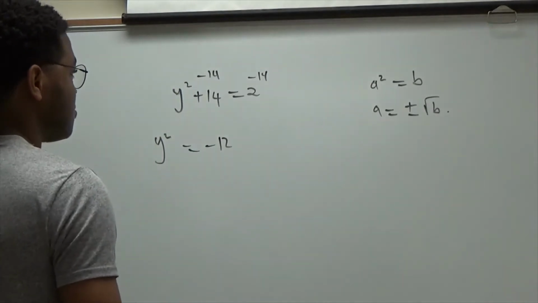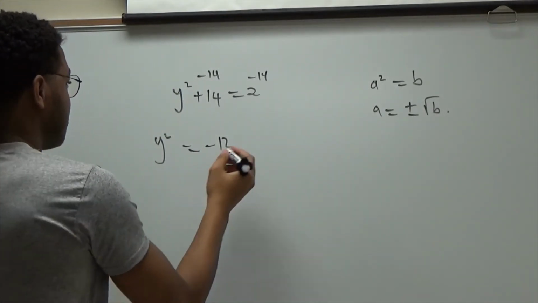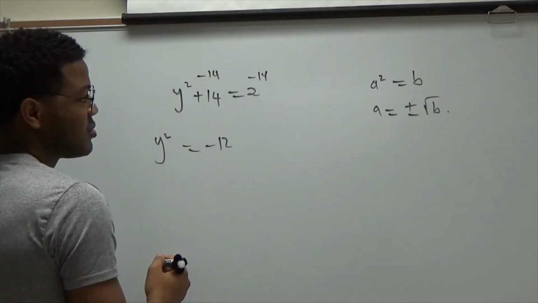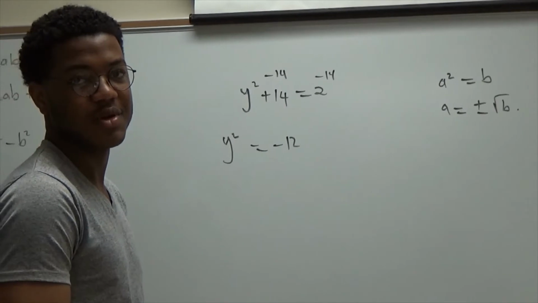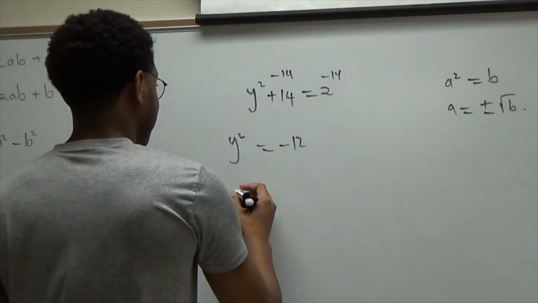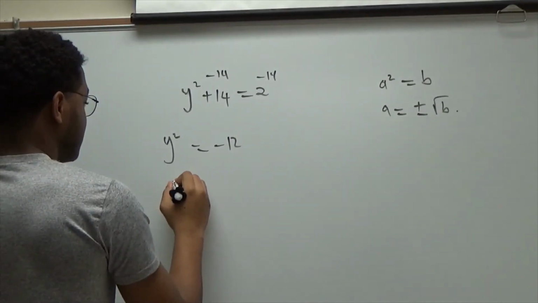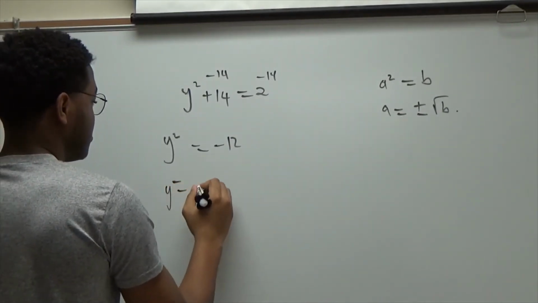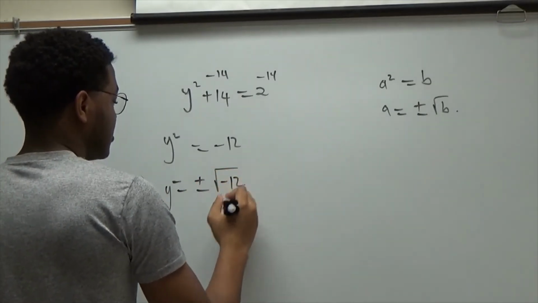Okay, now I would like to put a square root on minus 12 straight away, but since minus 12 is a negative number, that means we are going to get involved with complex numbers, just so you know. So the property states y would then be equal to plus or minus the square root of negative 12.